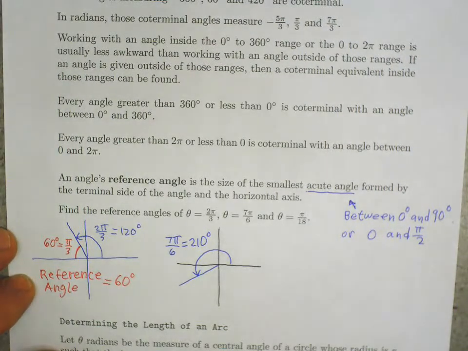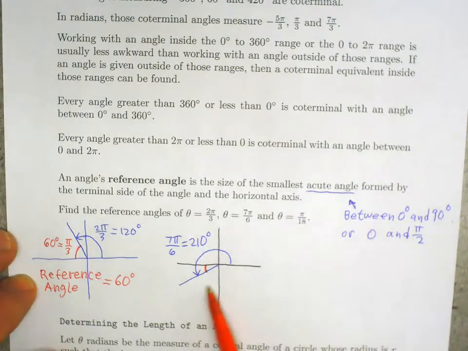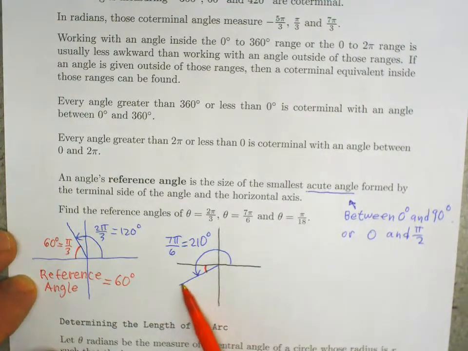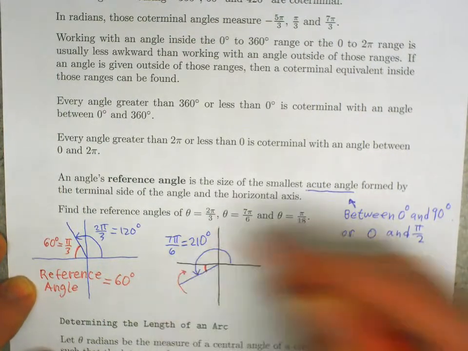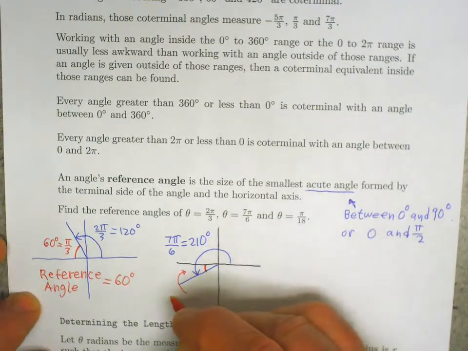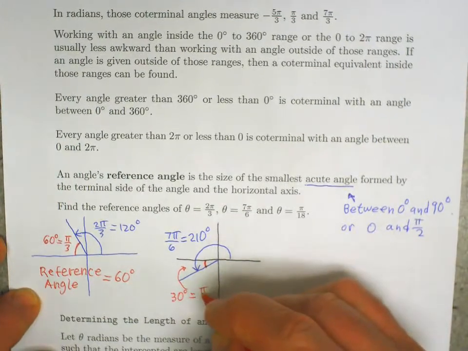Okay, so the reference angle is the size of this angle. It's the acute angle formed by the terminal side and the horizontal axis. And that is equal to 30 degrees, or pi over 6 radians.